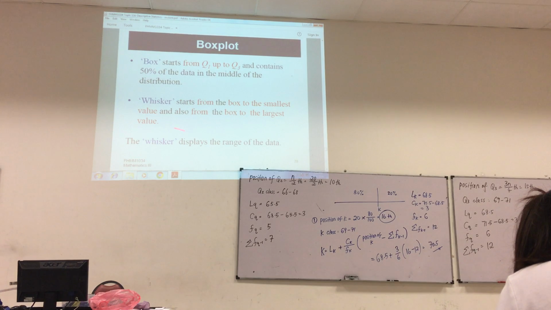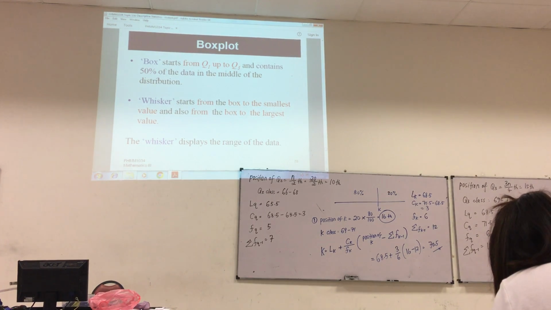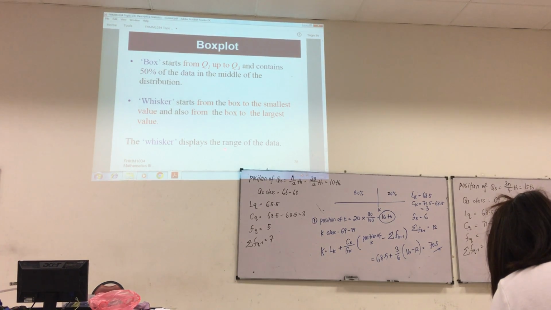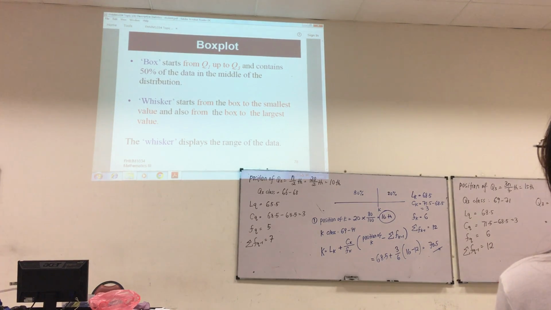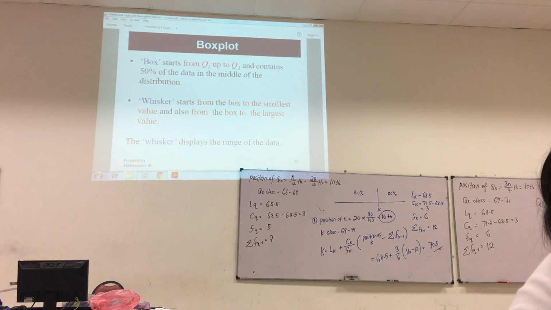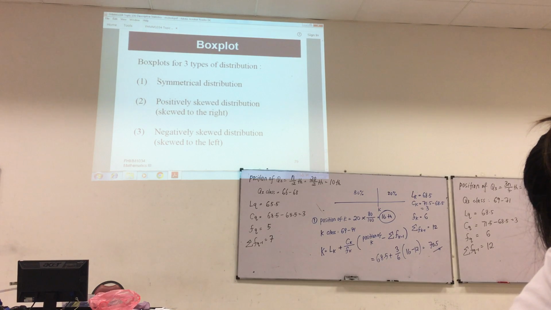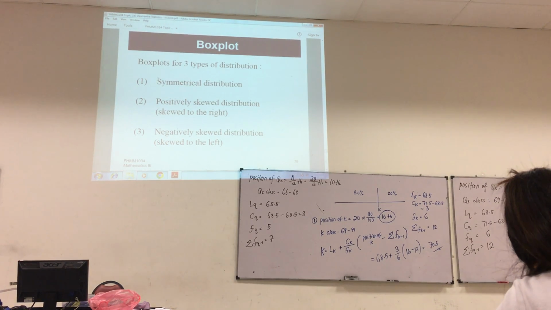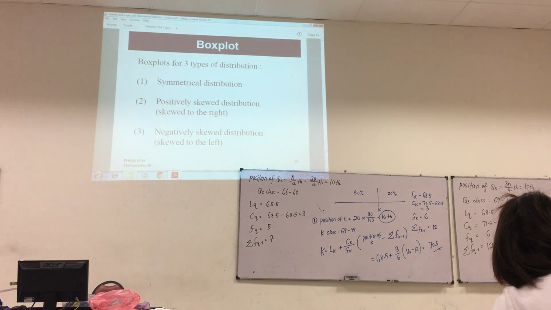So the whisker, what is actually the usage of the whisker? The whisker displays the range of the data. When we talk about range, it means from the smallest value to the biggest value. It's just to describe the range of the data. Next slide. By the way, the box plot can also help us identify the distribution of the data.